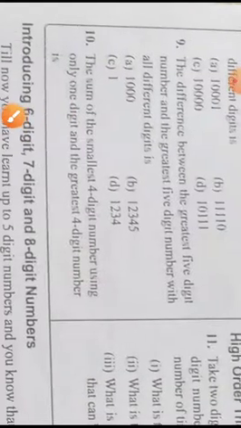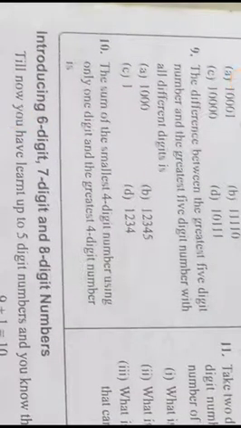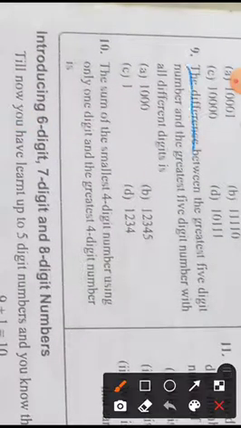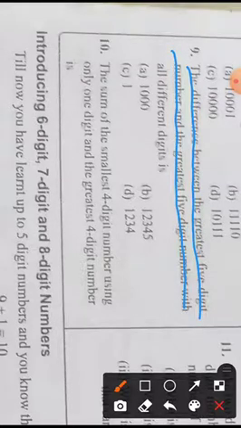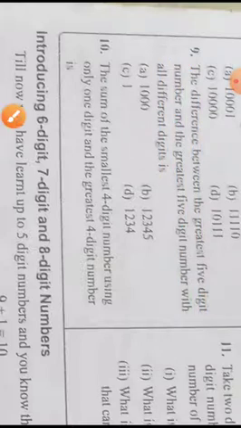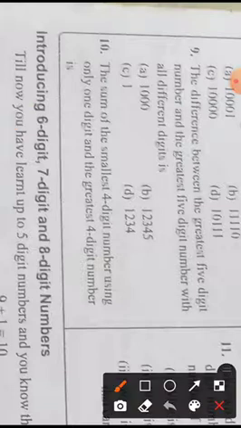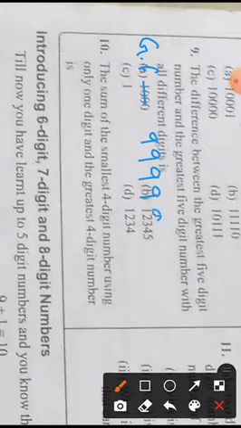Now let us see question number 9. The difference between the greatest 5-digit number and the greatest 5-digit number with all different digits. So first of all we will have to find out the greatest 5-digit number. So what is the greatest 5-digit number? 9, 9, 9, 9 and 9. So 5 nines. This is the greatest 5-digit number.